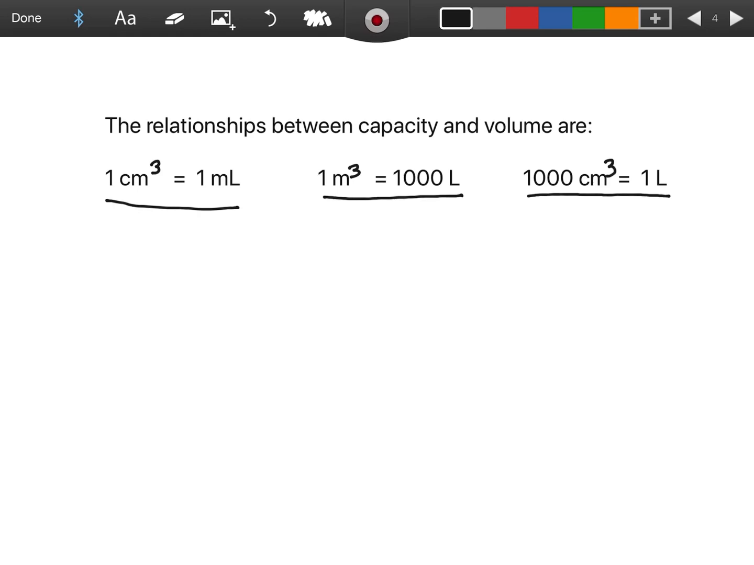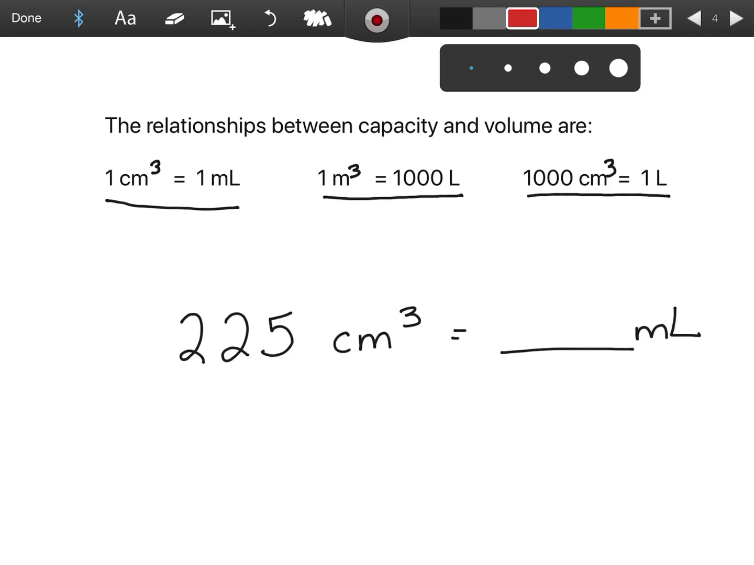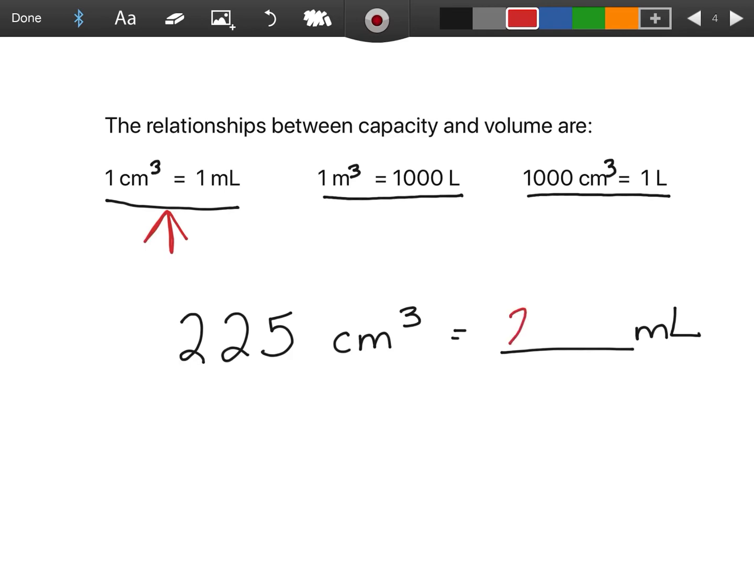If we want to look at a straight relationship, we can say 225 centimeters cubed. We want to figure out how that is in milliliters. We're going to be looking at this relationship right here, where it's really comparing apples to apples, where the unit behind it doesn't matter because they're an equivalent measurement. So we can take 225 centimeters cubed and express it the same here. It would be the same as 225 milliliters.